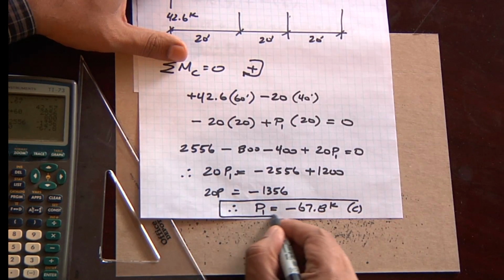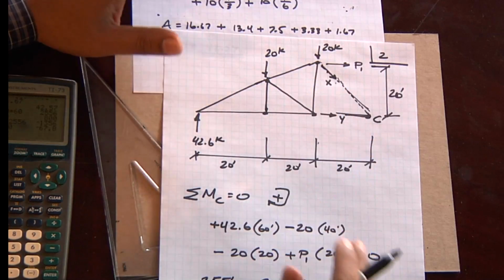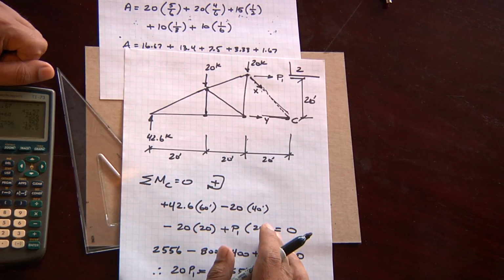We got that answer in basically one step without having to solve the entire truss. That's the method of sections, and that's the advantage of using the method of sections.